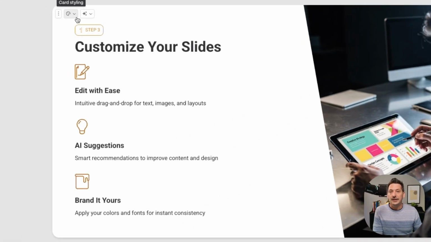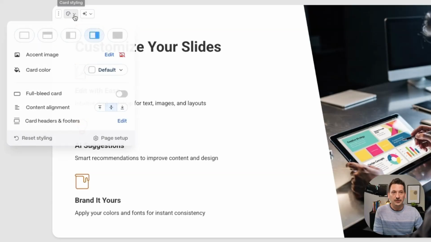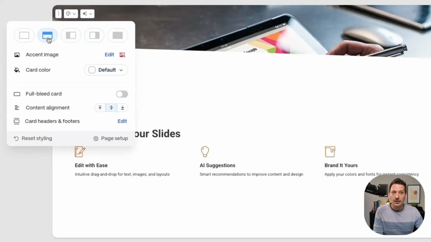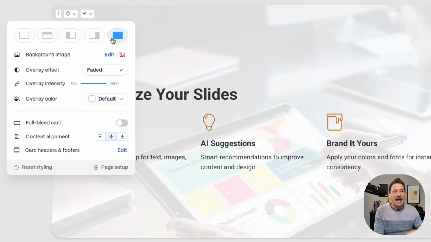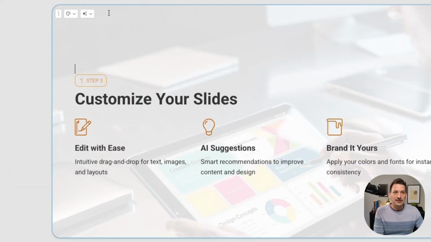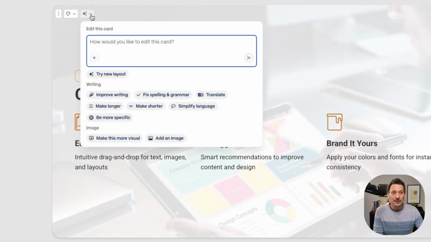Some of the other edit options, as we're in here looking at them, you've got card styling up here in the top left. So if you wanted to change the layout of this from a right layout to a top layout, super easy to do. You can even add it as a background and it will automatically throw on the opacity for you, which is fantastic. You can also edit the whole slide with AI.